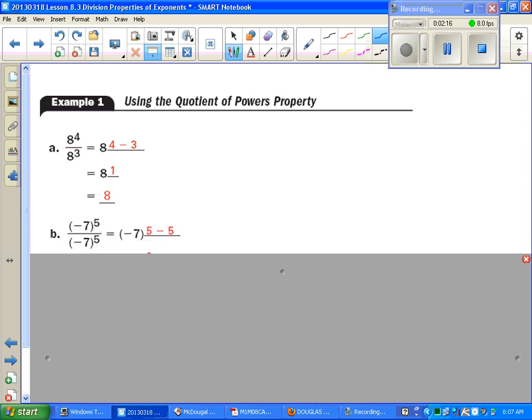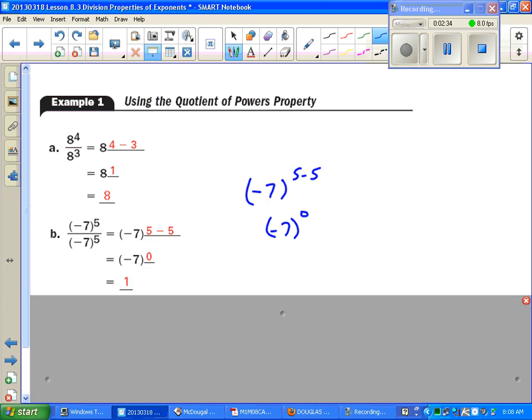Negative 7 to the 5th over negative 7 to the 5th. Same bases. So you have negative 7, notice that stays in parentheses the way it's written, to the 5 minus 5. 5 minus 5 is 0. So the fact that it's negative 7 is irrelevant. It becomes to the 0, and anything to the 0 we all know is 1.